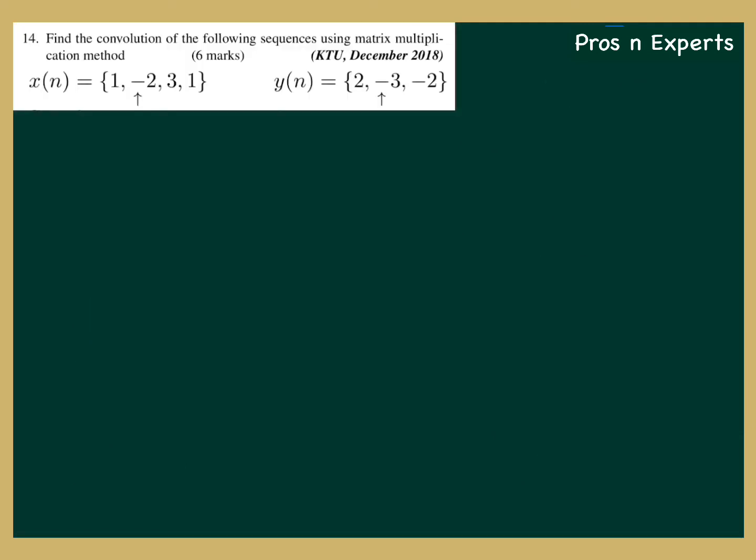The next question is, find the convolution of the following sequences using the matrix multiplication method. And you have been given x of n and y of n.